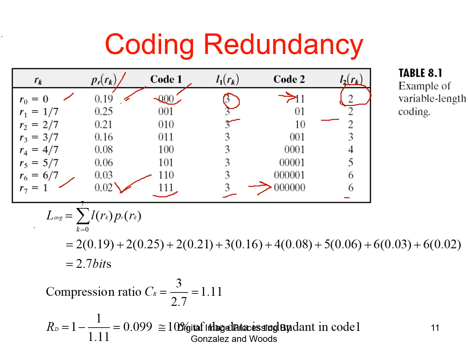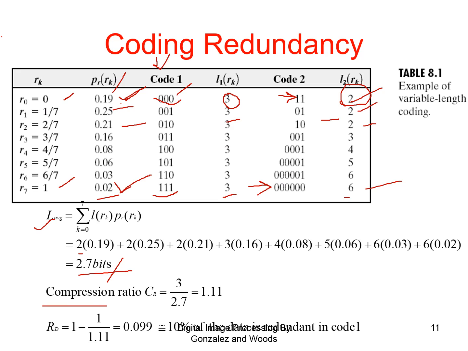Now if you want to calculate the L average, you first take the length of the code, that is 2, and multiply by the probability, 0.19. So 2 into 0.19 plus 2 into 0.25 plus 2 into 0.21, and so on till the last, that is 6 into 0.002. What I am getting is 2.7 bits per symbol. What was the length before? 3. Now it is 2.7 bits per symbol.